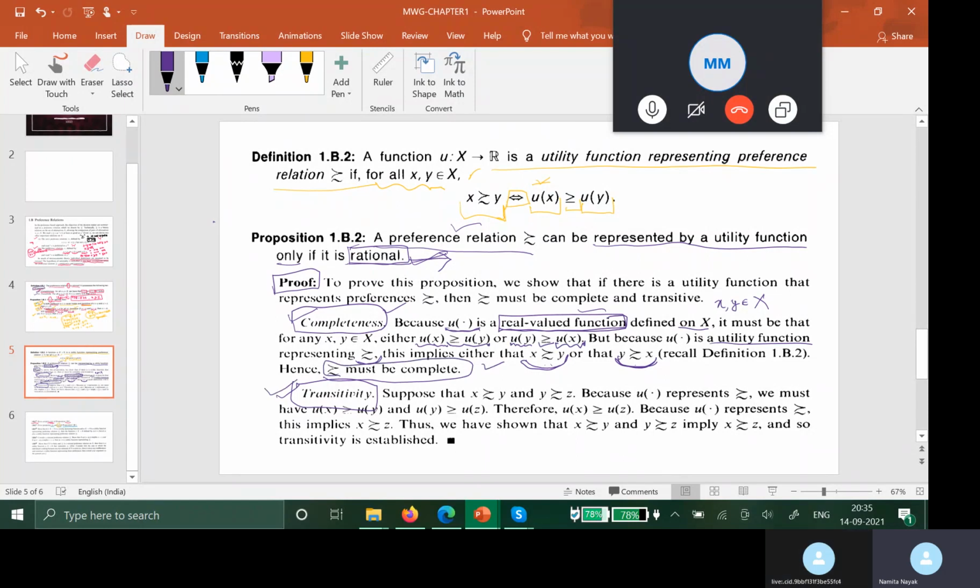Now we are looking into the transitivity. So x is at least as good as y, and y is at least as good as z. Since the utility function represents the preference relation, utility of x will be greater than or equal to utility of y, and utility of y will be greater than or equal to utility of z, correct? Yes, ma'am. Therefore utility of x will be greater than or equal to utility of z, and since the utility function represents your preference relation, that implies x will be at least as good as z. So your transitivity condition is also satisfied. So you have got completeness and transitivity, and now you can say this is proved.